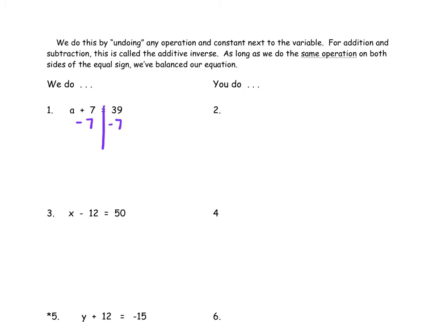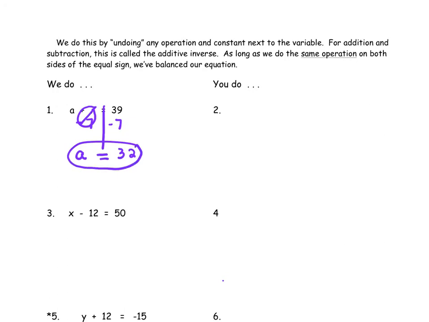So here's what this accomplished for us. If I added 7 and then subtracted 7, I would have 0. Or if I had plus 7 minus 7, I have 0. So when we worked with the integer chips, we called that zeroing out. This is no longer here. But what is left over is the a. So we've isolated that variable. We want to know what a equals. And so on the right side, 39 minus 7 would be 32. So we have accomplished finding the solution.